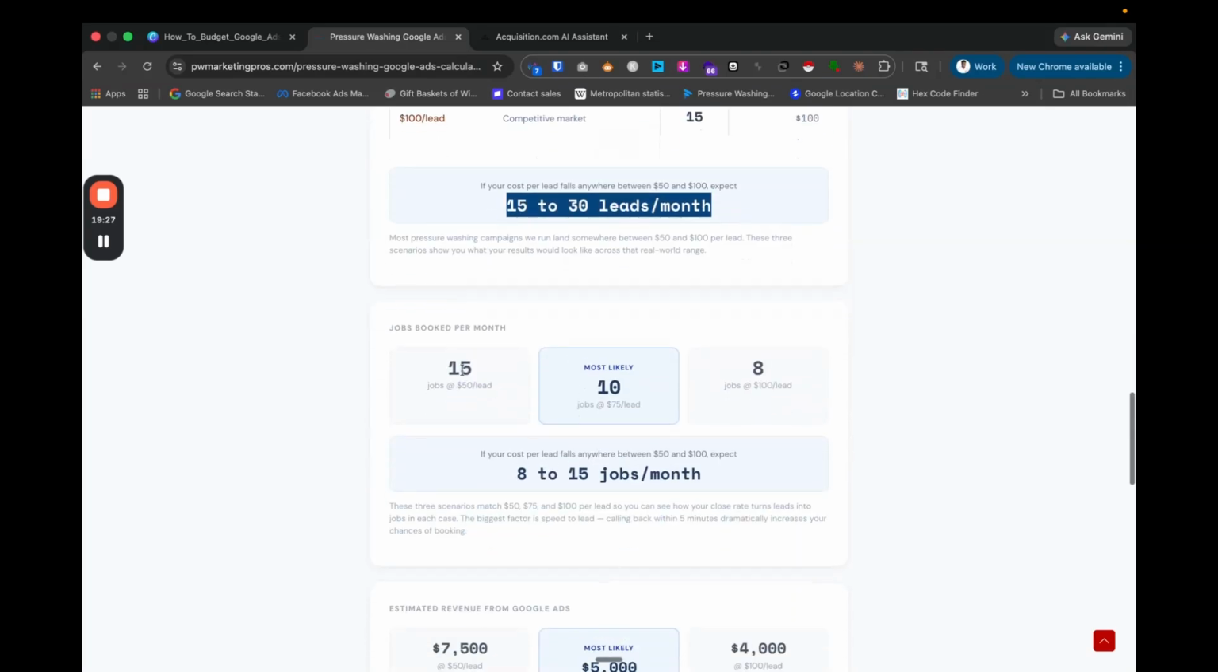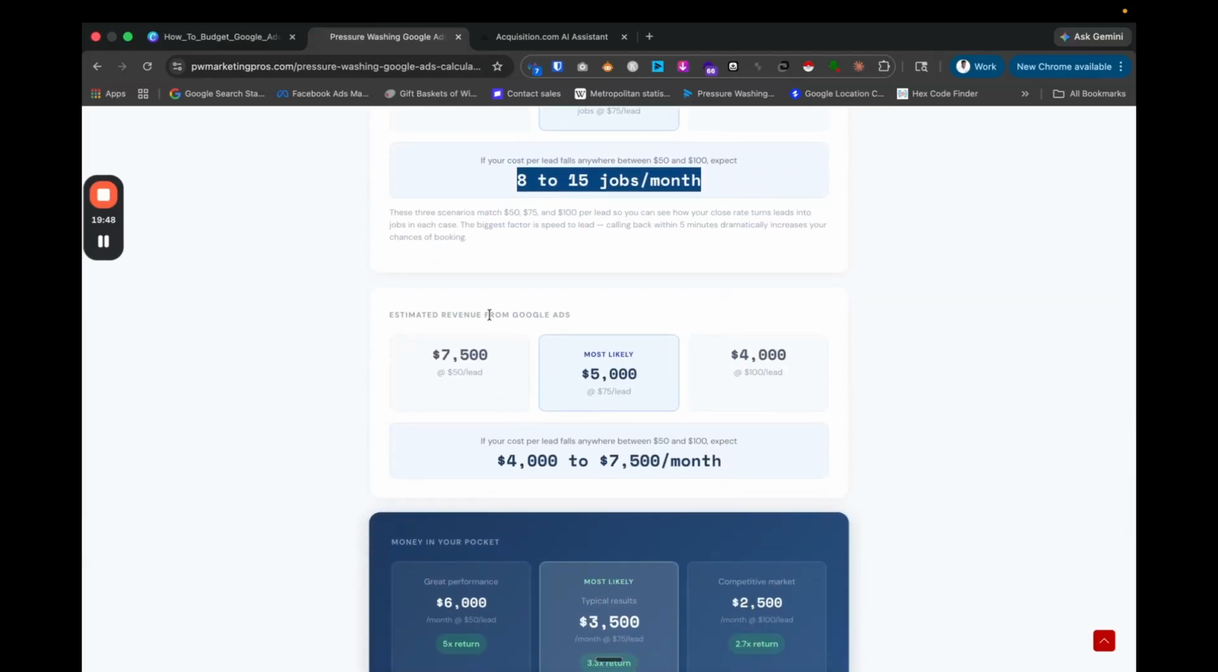And so this will also determine how many jobs I'd book per month. Obviously, the lower the lead cost, the more jobs you're going to be able to book because the more leads you're going to have. This will tell you that if your lead cost falls anywhere between $50 to $100, you can expect 8 to 15 jobs a month, depending on your close rate.